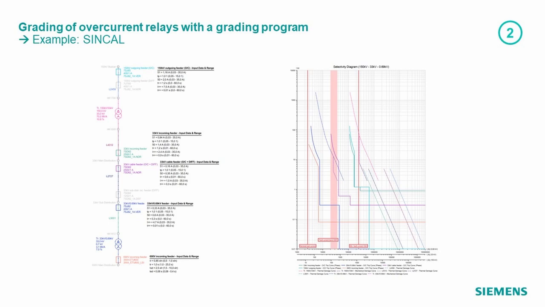On the left-hand side, you see the input. That means the topology of the network with transformers, with protection relays and so on. And then on the right-hand side, you see the result. You see here the grading curves of the different relays. In this case, that is a combination of definite time and inverse time relays. You see here some stepped characteristics, and you also see some inverse time characteristics.